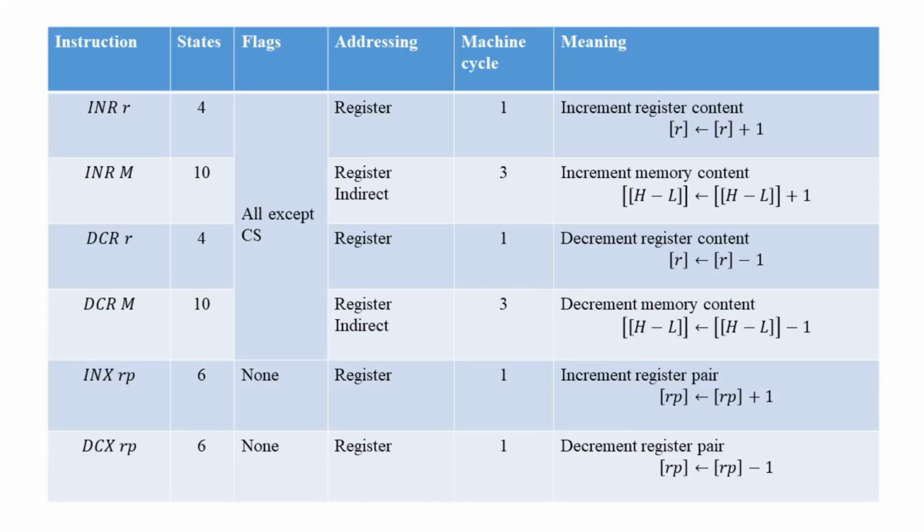So the first one is INR R. INR R means increment register content. So what is it doing? The content of register plus 1 and store in register.